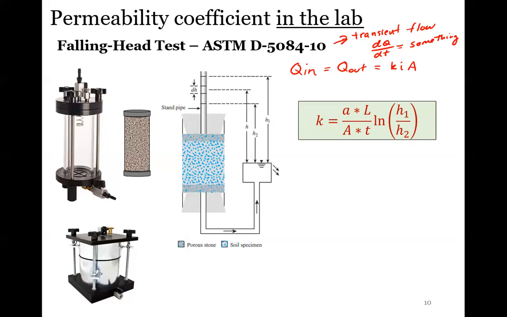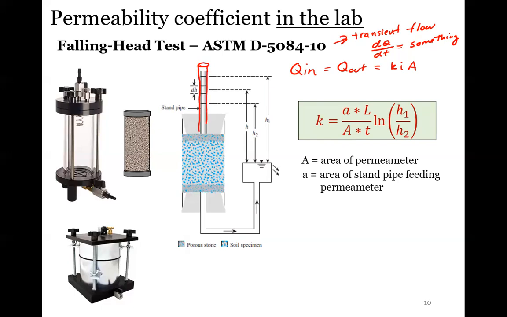For this, we don't worry about the water leaving our sample. As long as we know the energy difference, the head difference between the two and the time, then we're good to go. So we use the same equipment, it's just set up a little differently. Our capital A is the area of the permeameter, but then we have a lowercase a, which is the area of this standpipe feeding the permeameter. So we actually have a smaller pipe that is feeding our permeameter, and then we have our larger permeameter here.